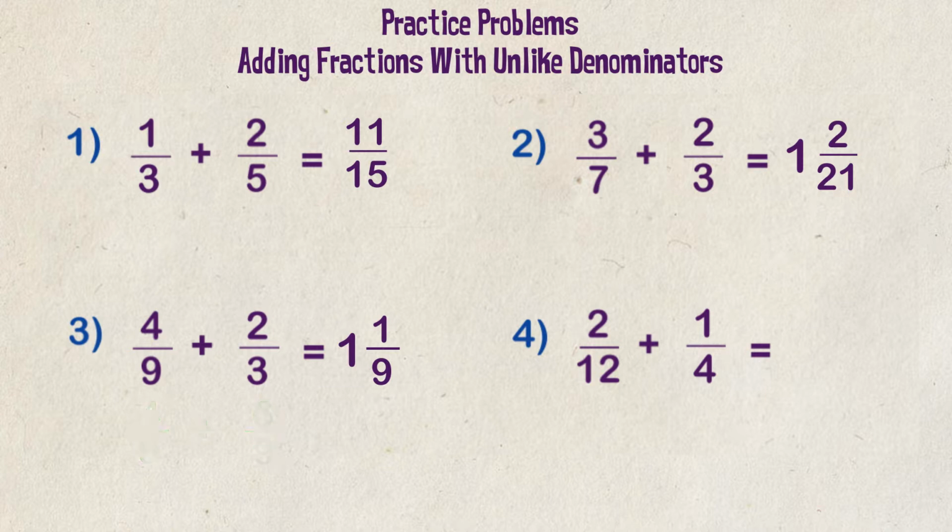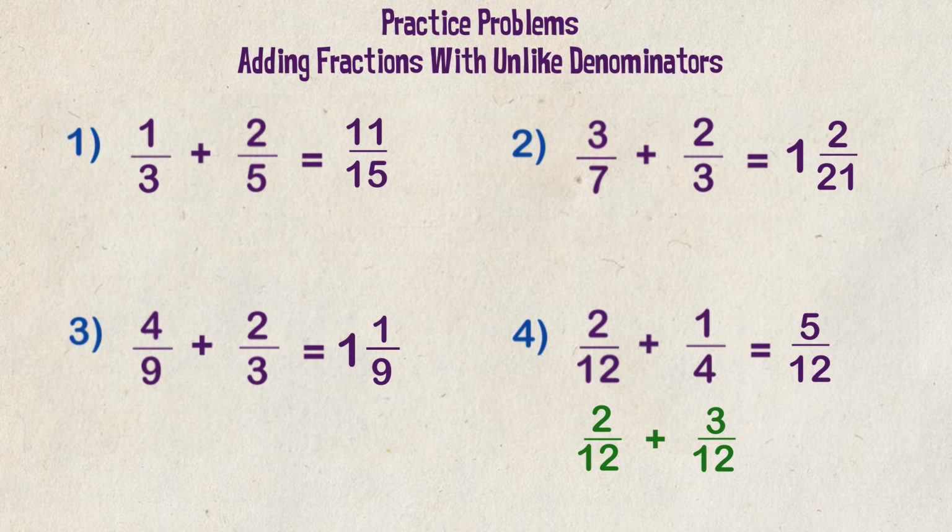Example 4. Add 2/12ths plus 1/4. We can use 12 as our common denominator because it's a multiple of both 4 and 12. So again, the first fraction stays the same. We convert 1/4 to an equivalent fraction by multiplying the numerator and denominator by 3. When we do that, we get 3/12. We add our numerators together of 2 plus 3, and we get 5/12.